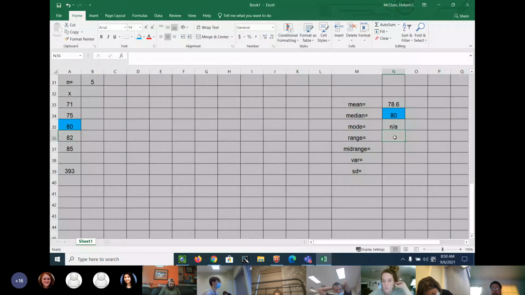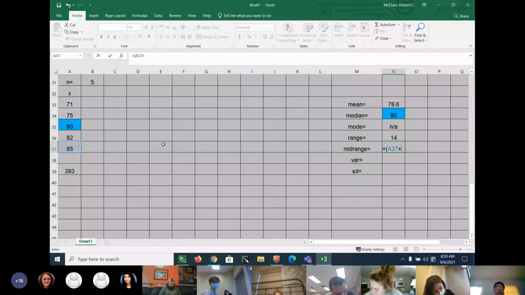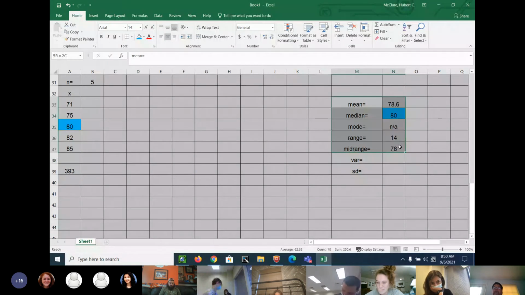Range is equal to the highest minus the lowest. I got 14. Mid-range is equal to the highest plus the lowest, or the lowest plus the highest. It doesn't matter because addition is commutative. Divided by 2. And there is 5 test questions right there that everybody in this room should be able to get.